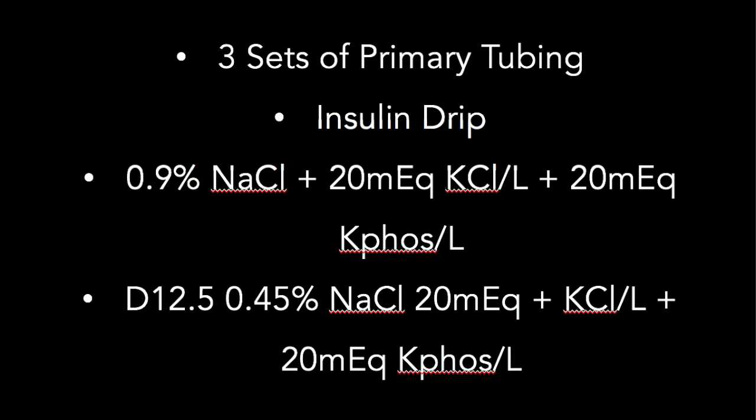You will need multiple sets of primary tubing, an insulin drip, dextrose 12.5 and 0.45% sodium chloride with 20 milliequivalents potassium chloride per liter plus 20 milliequivalents potassium phosphate per liter, and 0.9% normal saline with 20 milliequivalents potassium chloride per liter plus 20 milliequivalents potassium phosphate per liter. Once you have the necessary equipment, you can enter the patient's room.